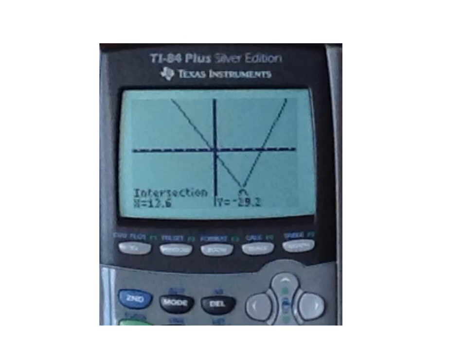So it was able to draw that second line coming way down from negative 70, and it shows me my intersection. So my answer to this system of equations, or my solution, is 12.6, negative 29.2.